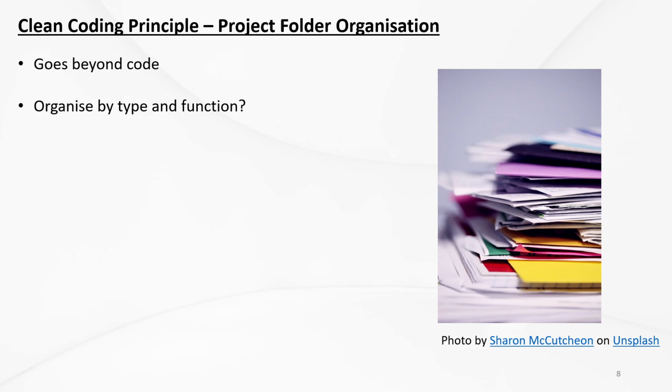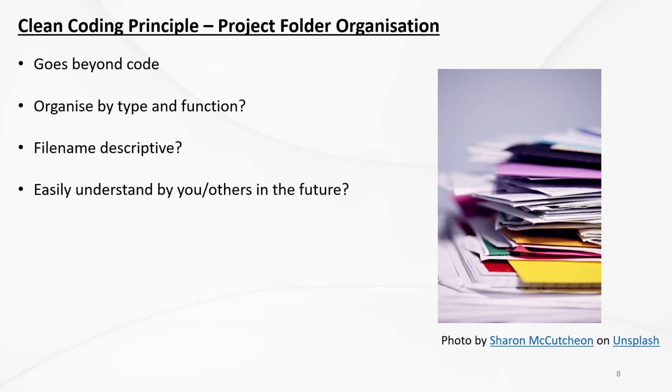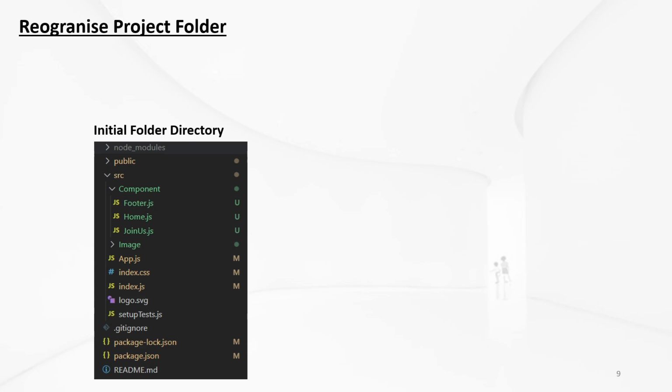Are we actually organizing it by type or by functions? Are we descriptive enough with the file names so that many years down the road, when we revisit our project, we or even other developers can understand and pick up the code to do further enhancement? That is why we decided to reorganize our project folder to make it easier to understand.